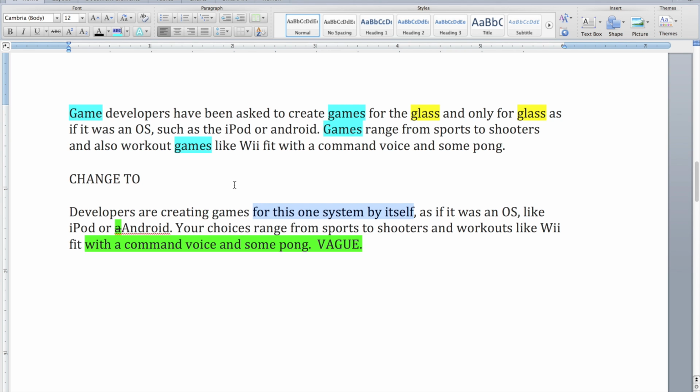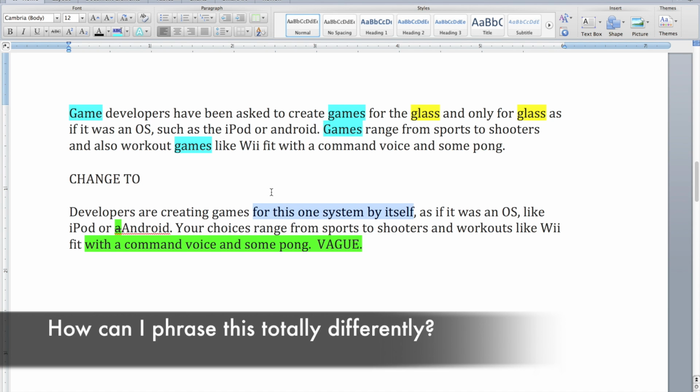I didn't ask myself, what's another word for glass? I asked myself, what is it? It's a system. Don't repeat words within 4 sentences of themselves. You can think of other ways to say it if you slow your brain down and stop saying, what's another word for my word? And start saying, how can I phrase it totally differently?